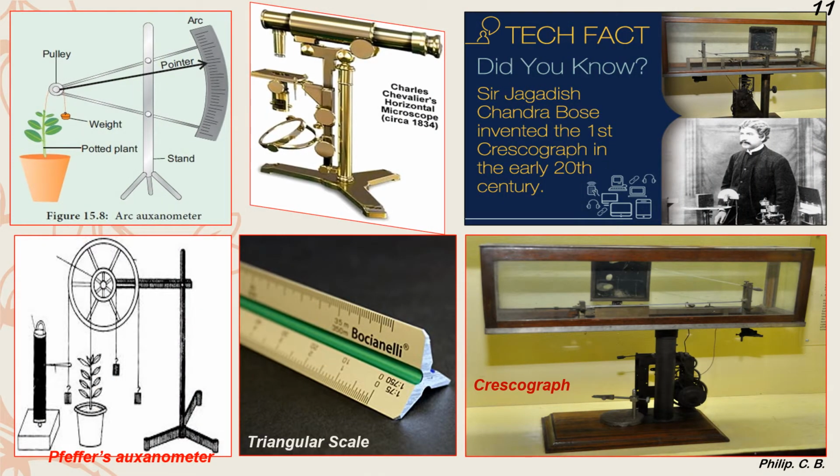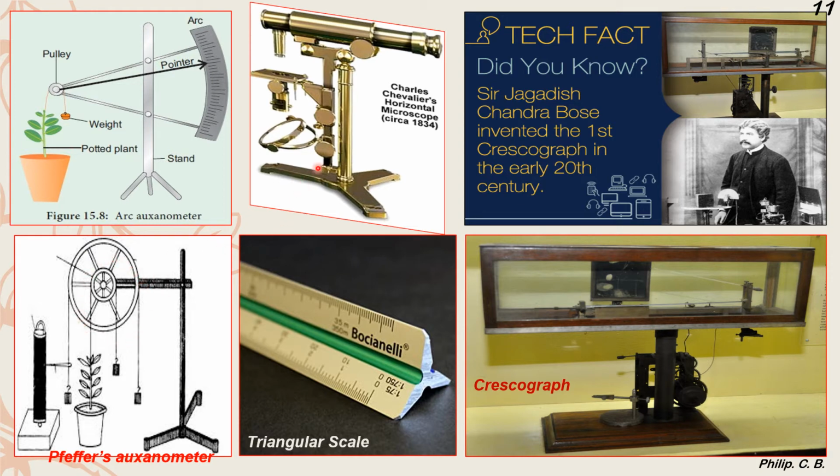Now students, here you can see all the images which we just read earlier. One is the arc auxanometer. You can see what the instrument looks like: the potted plant, and the arc auxanometer with the stand, the pointer, pulley, and the arc to measure. Whereas the second type, Pfeffer's auxanometer. In this case again, a potted plant, you can see the stand, how it is positioned in comparison to the arc auxanometer and how the pulley is arranged.